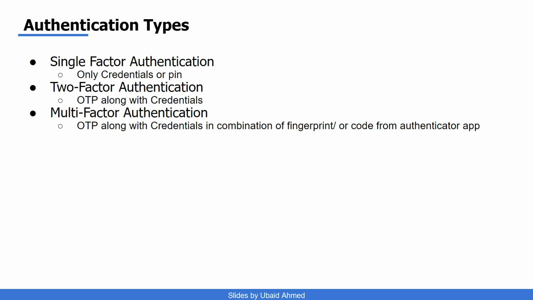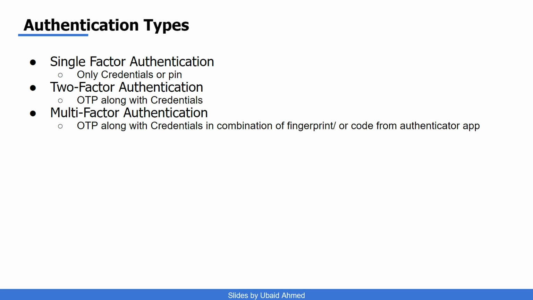Single factor authentication is when you need only your credentials, or you just require a pin. For example, you have your pattern or your pin on your phones. You enter the pattern or the pin and you can use that phone. You enter your email ID and your password and you can use that application. So that's single factor authentication. But if we add another layer of security, then after entering your username and password, you will get an OTP, probably on your email or on your registered mobile number, and you will have to enter that OTP in order to use that application. So that's two-factor authentication.